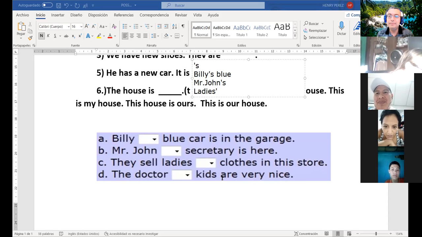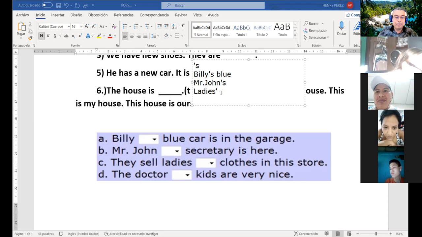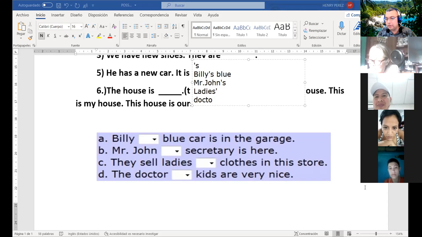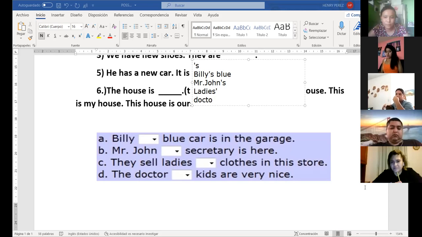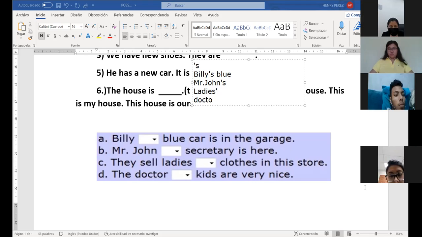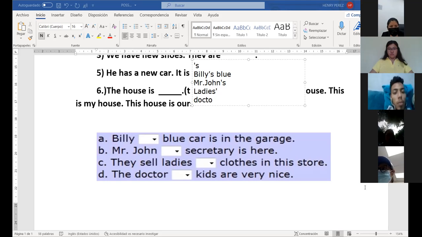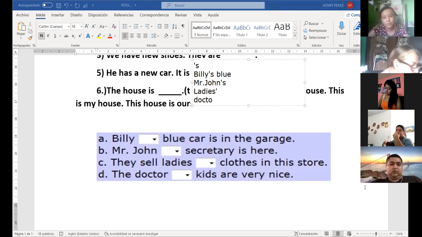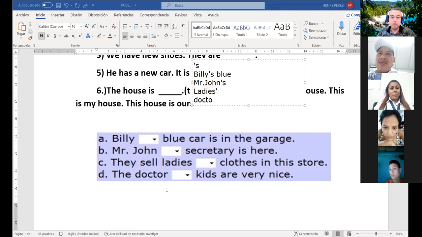Cerca. Es muy bueno. Ok, pero ¿qué quiere decir ahí en la oración? ¿Alguien? Los niños del doctor. Ah, ¿quién dijo eso? ¿Los niños del doctor qué? Los niños del doctor son muy buenos. Yes, who said that? ¿Quién dijo eso? Diana. All right, very good. Yes, that is correct. Los niños del doctor, right?